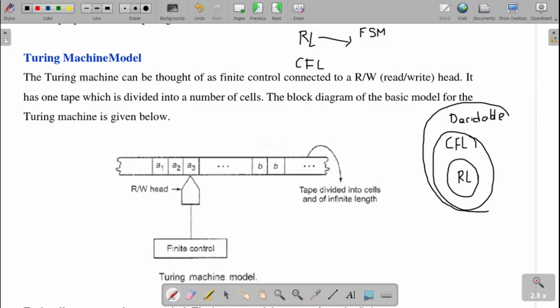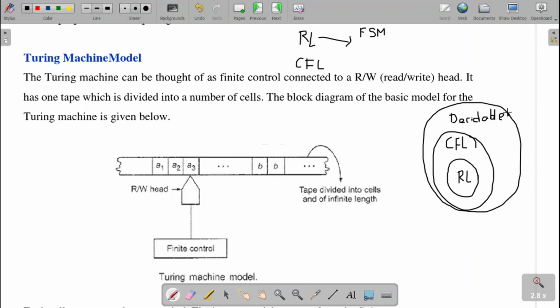In all our previous cases, what we have learned, the traversal is done in one direction. That is, the scanning happens from left to right; the reverse is not possible. That limitation was removed, and backward movement is also allowed. Such a model is our Turing Machine model.